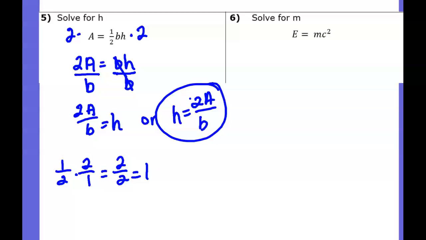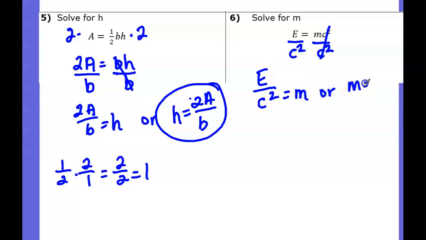All right, number 6, we want to solve for m. In one step, we can just divide by c squared, because again, if the variables are next to each other, you're just multiplying. So c squared divided by c squared is 1. So E divided by c squared is equal to m, or we can write it as m is equal to E divided by c squared.